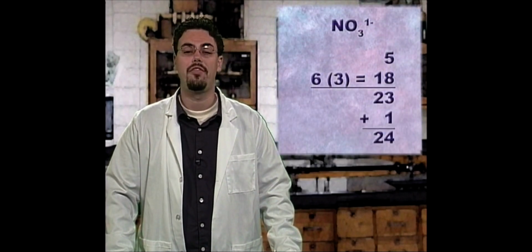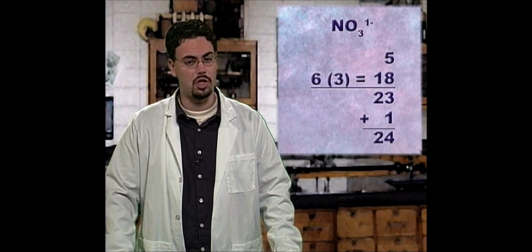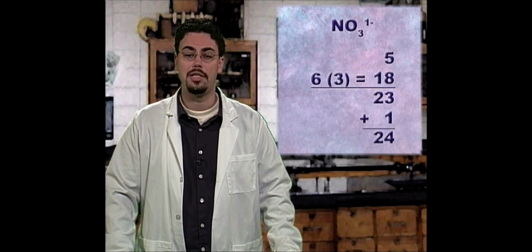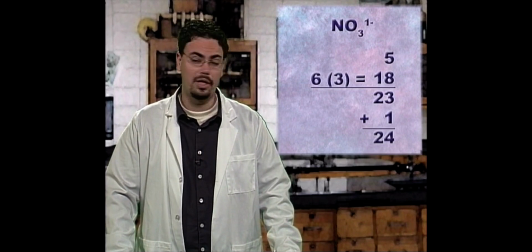Nitrogen has 5 valence electrons, and each oxygen has 6 valence electrons. That gives us a total of 23 valence electrons. The -1 charge tells us that there is 1 extra electron. So, we have 24 electrons to work with. If we follow our guidelines for choosing a central atom, we choose nitrogen because it is not as electronegative as oxygen. So, we put nitrogen in the center, surrounded by the 3 oxygen atoms.